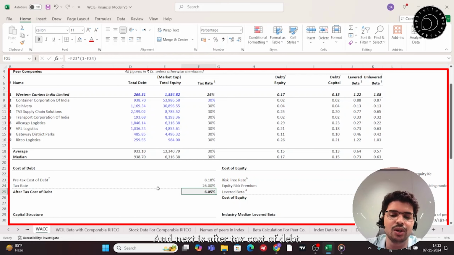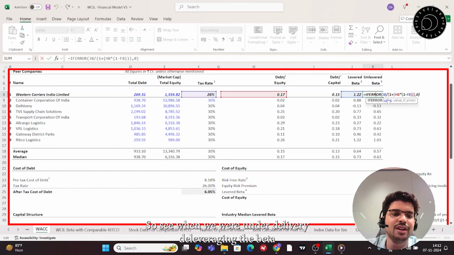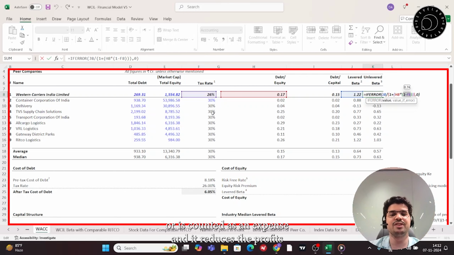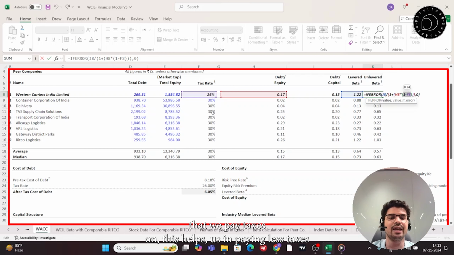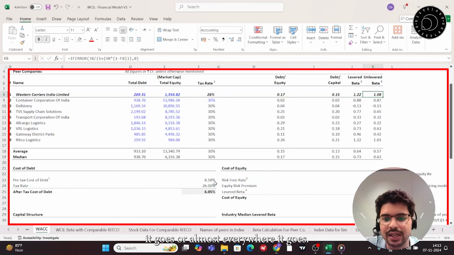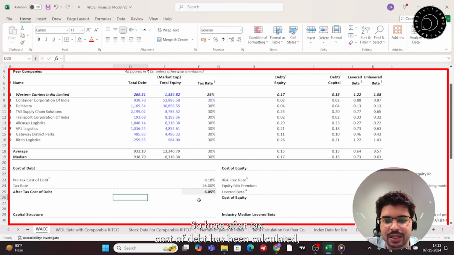And next is after tax cost of debt. When we were deleveraging the beta, we had here the tax shield as discussed previously. Since interest is counted as an expense, it reduces the profits that we pay taxes on, which helps us in paying less taxes and ultimately allows us to make some savings. This saving is called tax shield, and that tax shield actually follows debt almost everywhere it goes. So here, after tax cost of debt has been calculated.